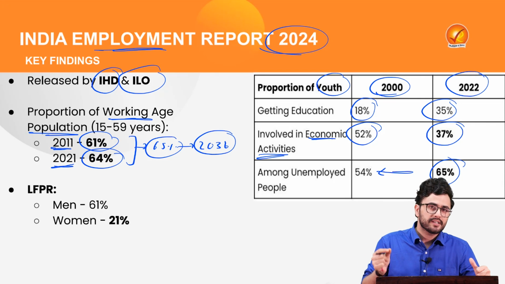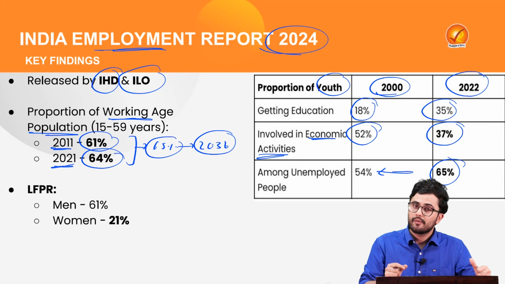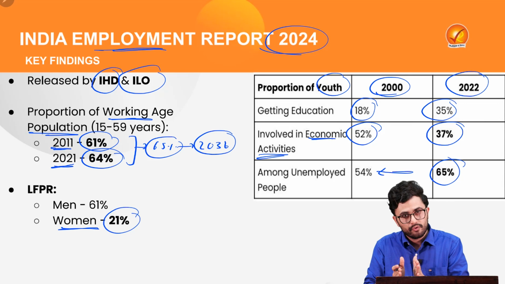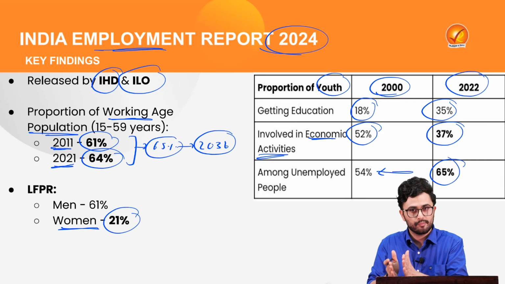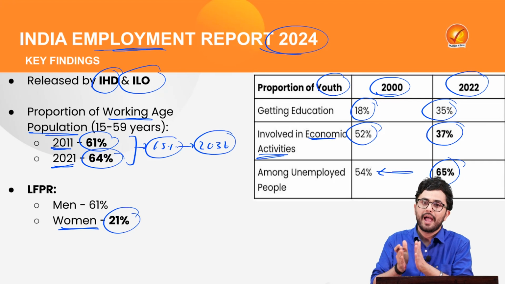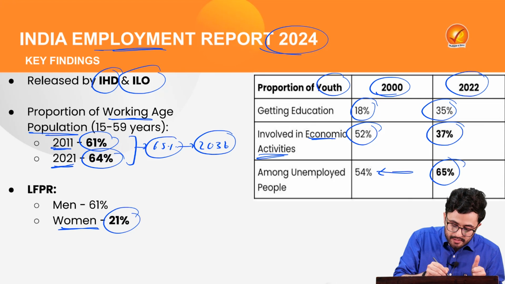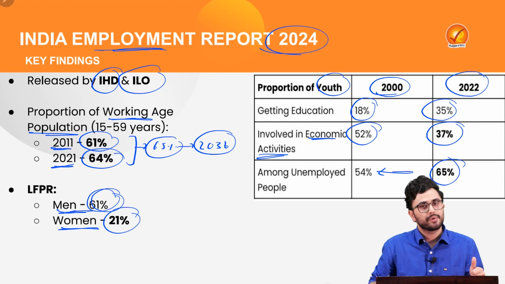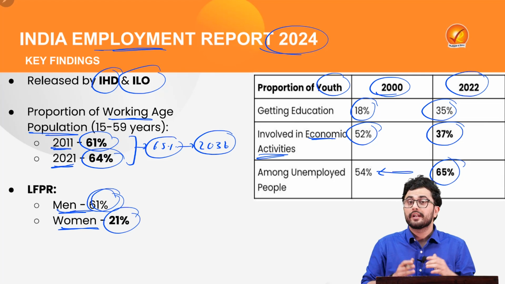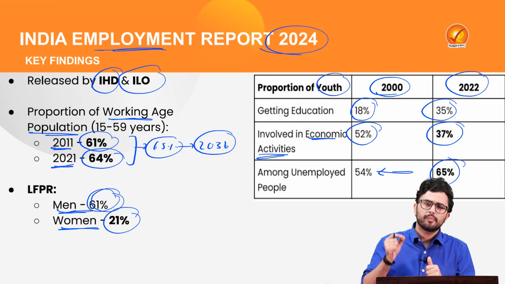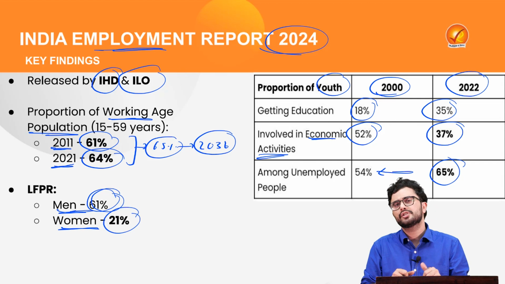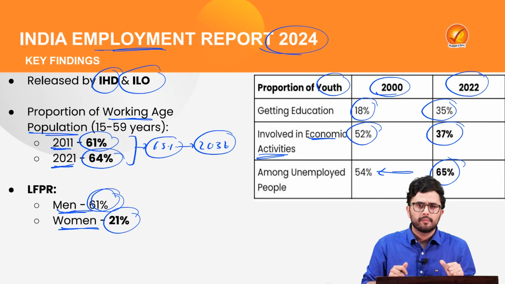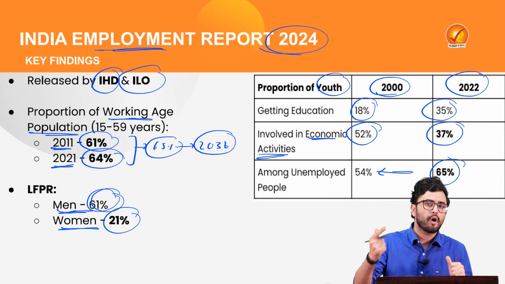Also, the labor force participation rate for women currently in our country stands at 21%, which means that out of 100 women who are in the working age of the population, only 21 of them actually get employed. And that is almost 3 times lower than the percentage for men, which is at 61%, thus highlighting the issue of gender divide. At the same time, the report also highlights the persisting issue of unemployment, especially among the educated youth of our country, thus becoming a grave concern for our future economic growth.